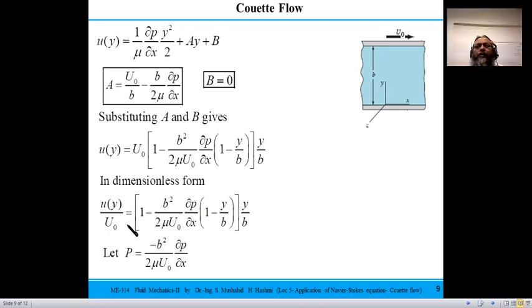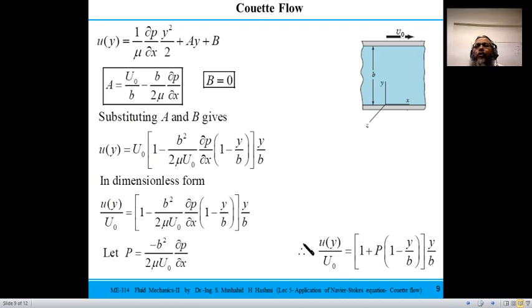In the later part of the course, you will learn that dimensionless forms are useful. Here it is not that useful, because this ratio of the velocity is some function of the velocity of the plate by which the top plate is moving, as well as the pressure gradient, and this ratio is a function of a dimensionless distance, not the distance but a dimensionless distance. Dimensionless distance means the y over b ratio. For simplicity, this multiplier, minus b square over 2 mu u naught times dP by dx, the whole thing I have assumed as P.